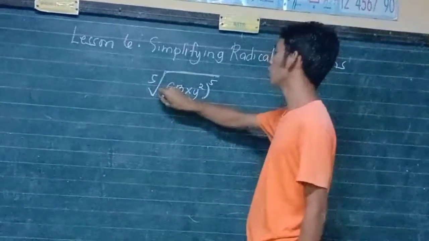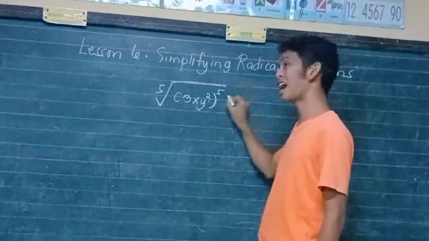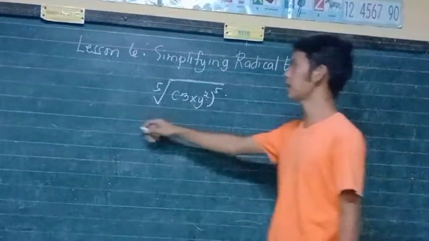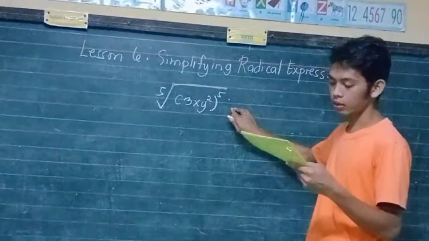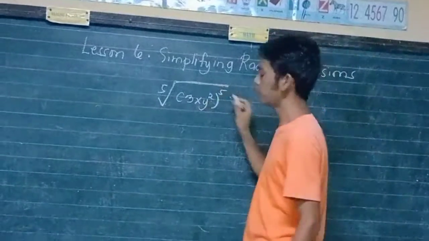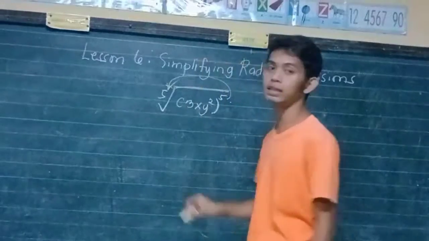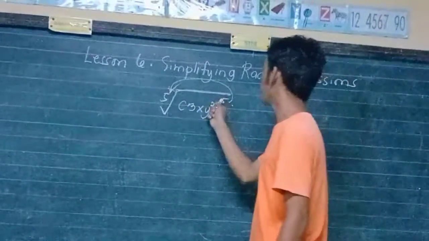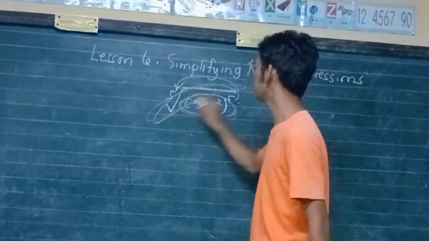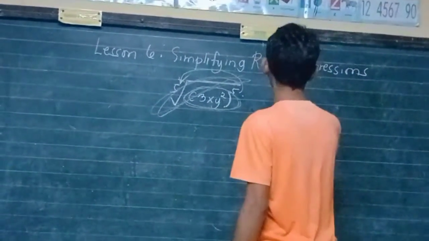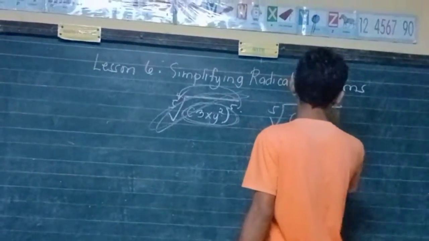Fifth root of quantity 3xy squared to the power of 5. So same sa atong ganina nga example, rule number 1 is applied. That states that when the radical is raised into a power equal to the index of the radical sign, ato ang kaning radical i-take out ra ani nga radical sign. So fifth root of quantity 3xy squared to the power of 5.